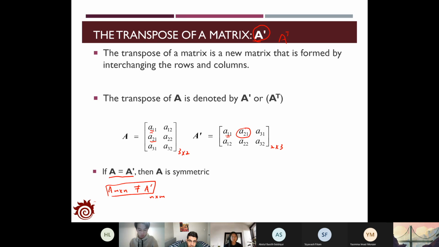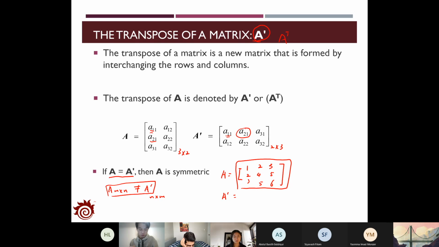Let me give you one simple example. Say that A is 1, 2, 3 in the first row, 2, 3, 4 in the second, and 3, 4, 5, 5, 6 in the third. For this case, A transpose is also this matrix if you exchange the rows and columns. And in that sense, we say that A is a symmetric matrix.